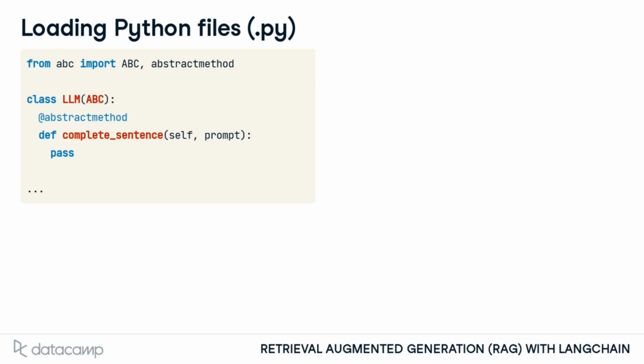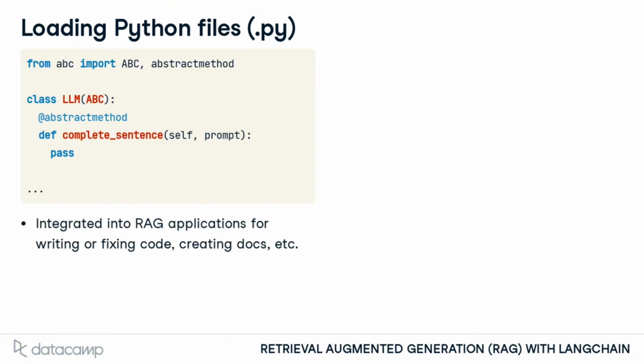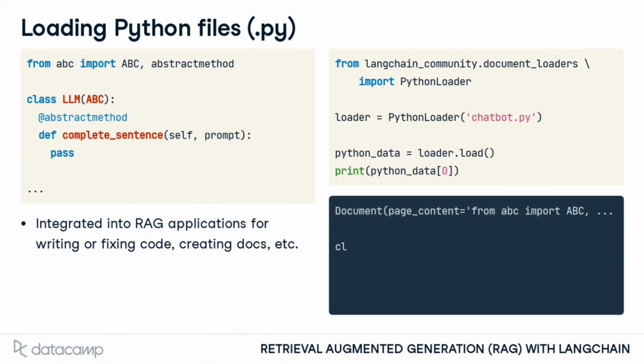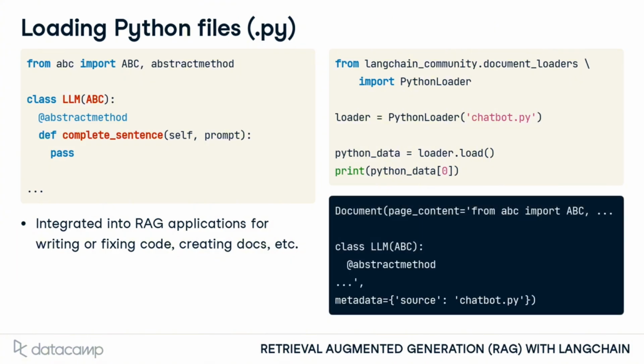Imagine we have a code base and would like to have a way to talk with it and ask it questions. We could achieve this by integrating Python files into a RAG application. The Python loader class and the .load method can be used to load these files into memory. The resulting documents have .page_content and metadata attributes for accessing the document's details. Remember, parsing Python files can be tricky because it has its own syntax with imports, classes, functions, and much more that needs to be preserved during chunking. Let's see how we can address that.